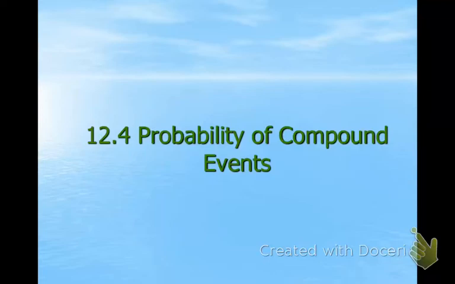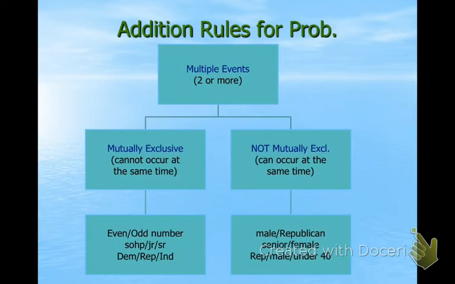Alright, today we're going to talk about probability of compound events. Whenever you have a compound event, that means you have multiple events happening, say two or more. You have two different types: mutually exclusive and not mutually exclusive.